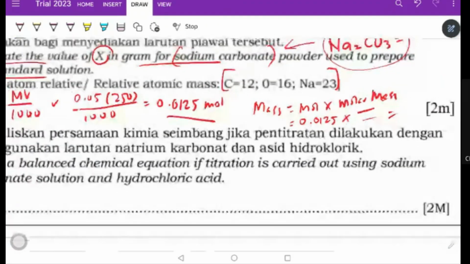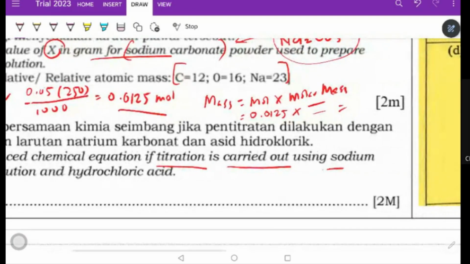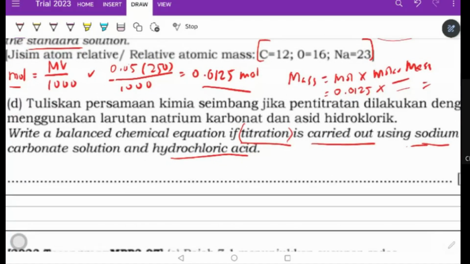Okay, now next, write the chemical equation for if the titration is carried out using the sodium carbonate and hydrochloric acid. So this one actually titration for neutralization, but somehow this one sodium carbonate react with hydrochloric acid. So this one is a metal carbonate. Metal carbonate with acid. So what is the product, class? You produce salt, carbon dioxide, and water. Correct.